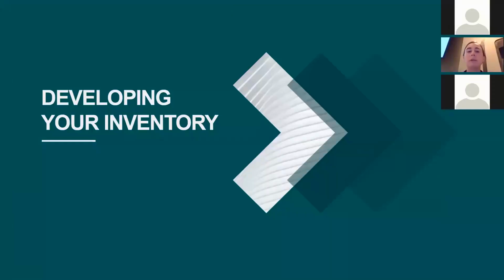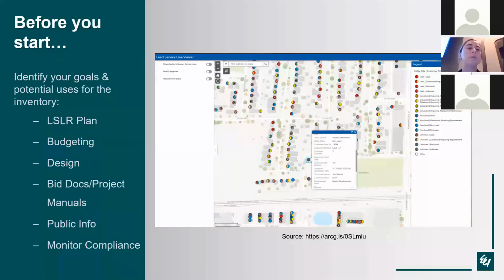So with that, we'll give you some tips for developing your material inventory. Important to think about before you start, what are the goals of this material inventory? While it is a requirement, it can also be a very valuable tool for a number of activities down the line. It's certainly going to come into play with your lead service line replacement plan. And Tim will talk about that in his presentation. It's also a good tool for budgeting, seeing how many of these lead service lines you will need to replace.